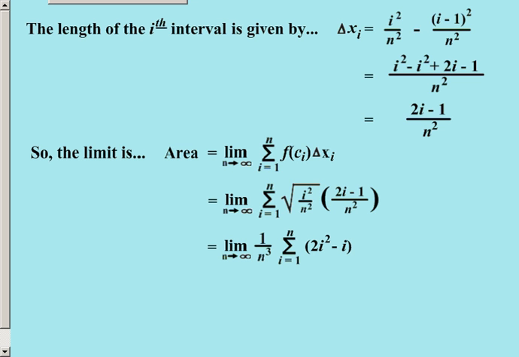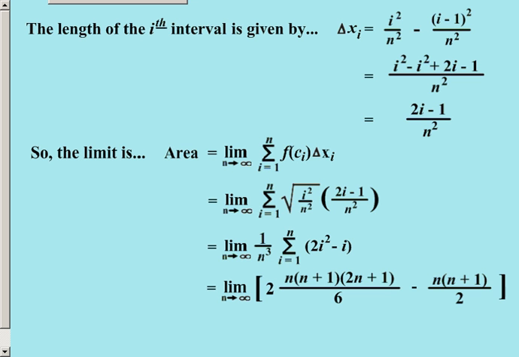Okay, simplifying a little bit and pulling the constants out, you have I over n cubed is constant, going to be unaffected by the summation. And the part that will be affected by the summation is, of course, all of the I terms, 2I squared minus I. Well, 2 is a constant, so on that summation we can pull that one out, and the sum of I squared is n times n plus 1 times 2n plus 1 over 6. And from that we can subtract the sum of I, which is n times n plus 1 over 2.